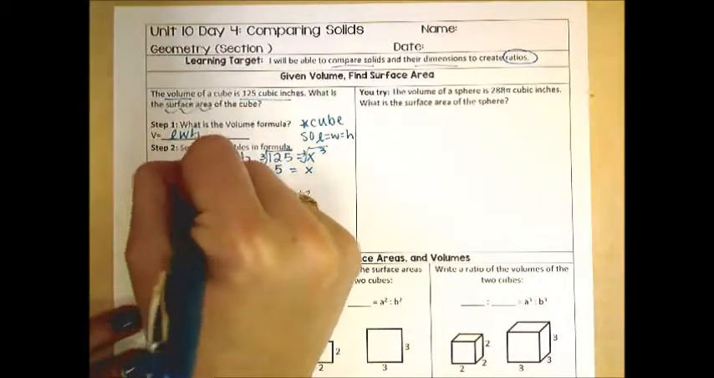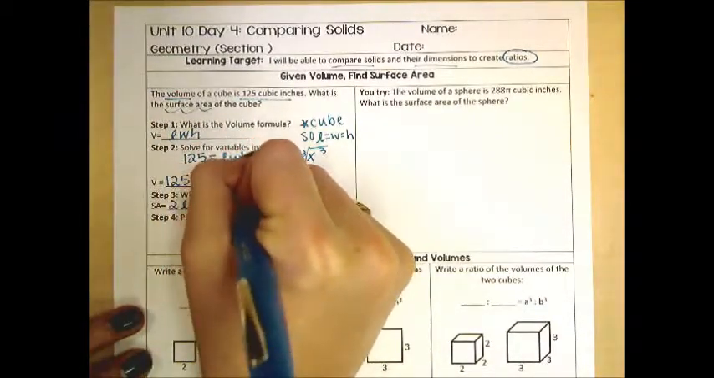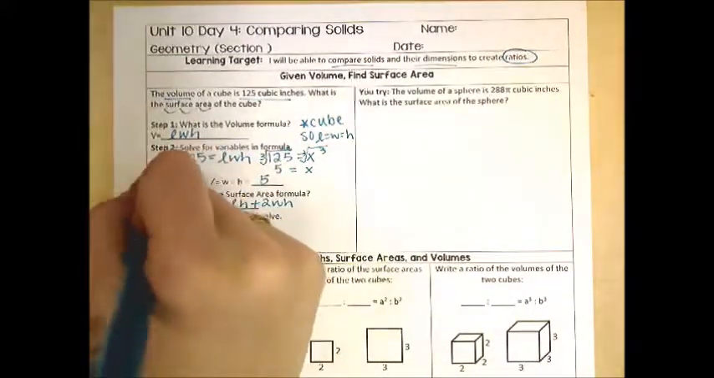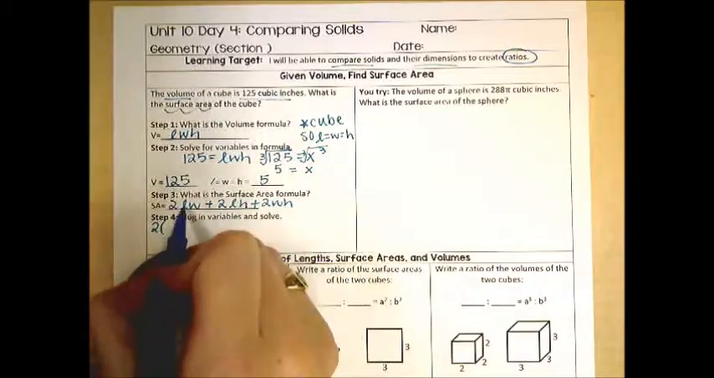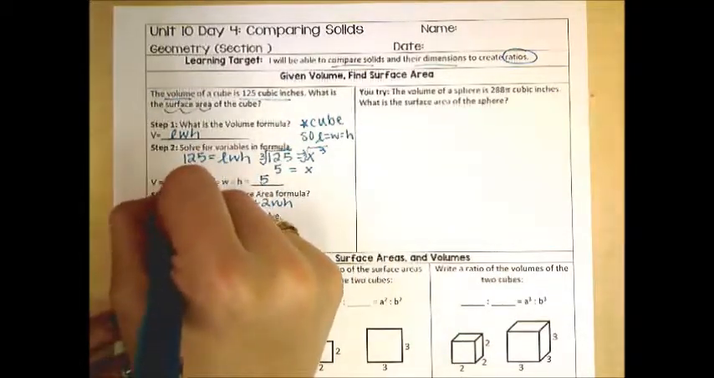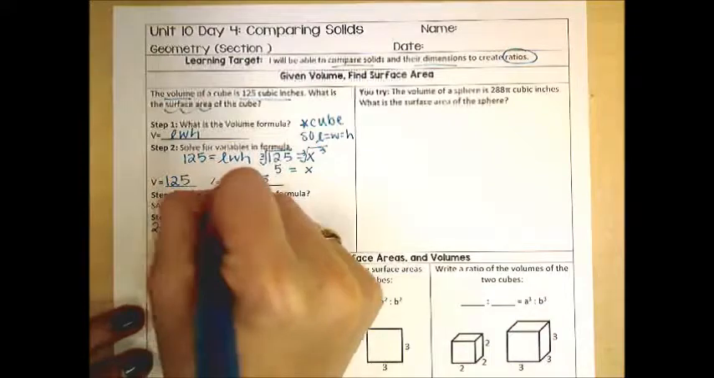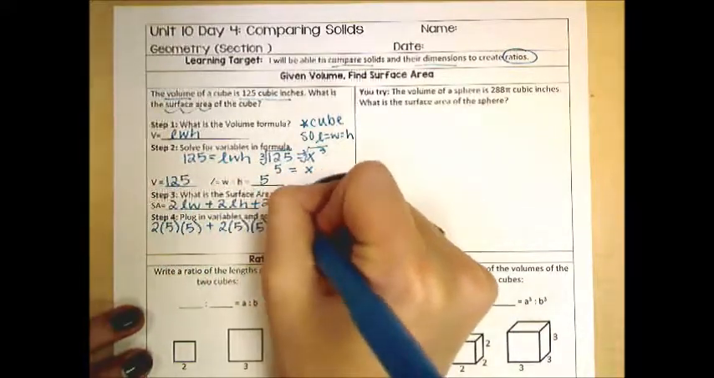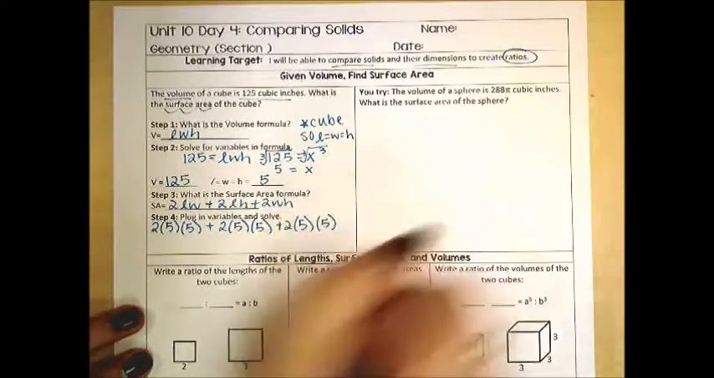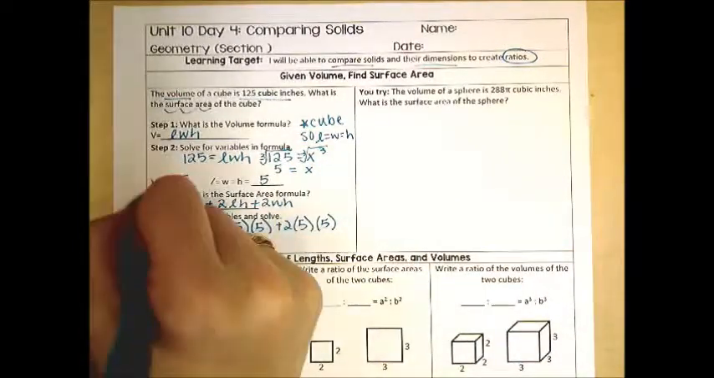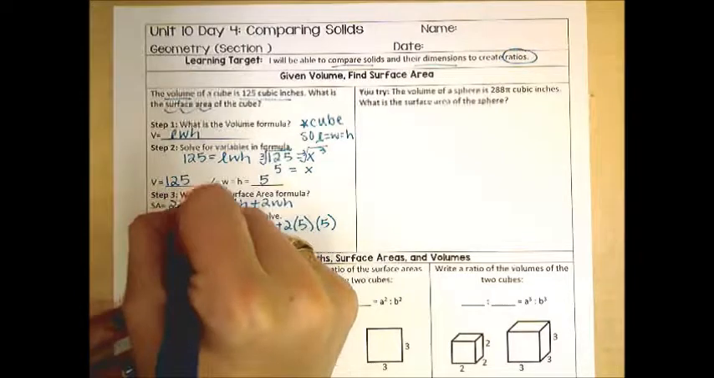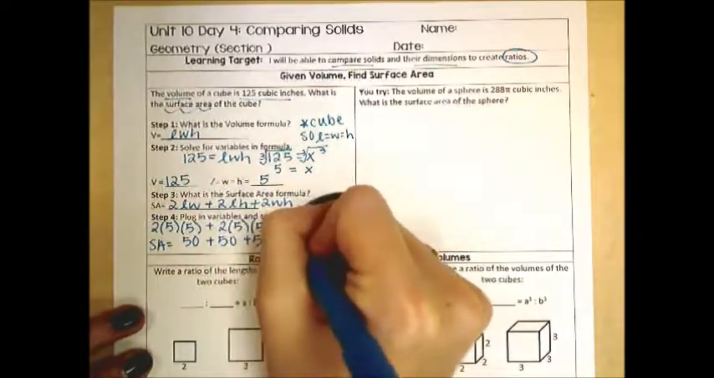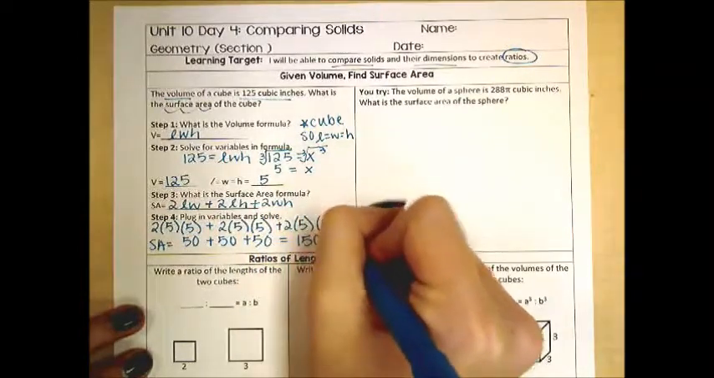So 2 length times width plus 2 length times height plus 2 width times height. Now I just plug in my variables and solve. And since all of them are 5, this is going to be super easy. I can just plug in 5 for all of these variables. So then once I have this written down, I can type that into my calculator. I get that the surface area is equal to 50 plus 50 plus 50, which is 150 inches squared.